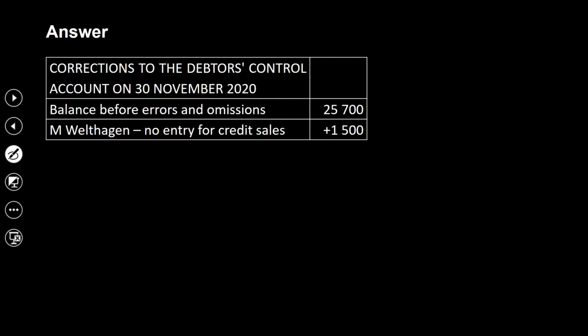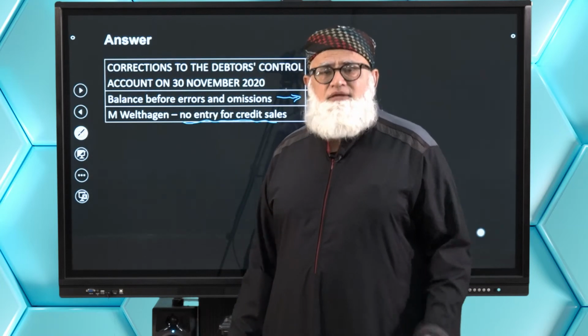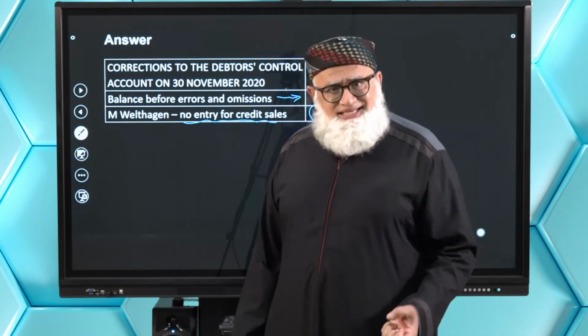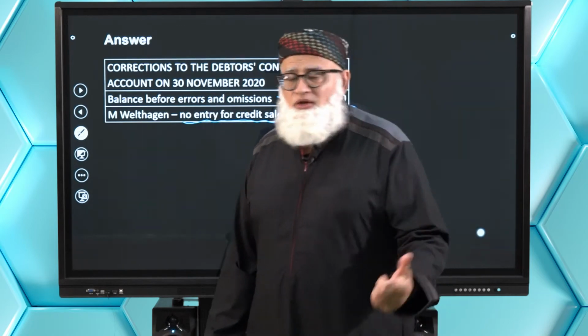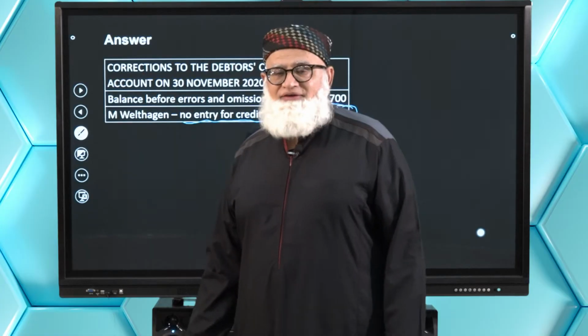Here we go. Here's my balance before errors and omissions, 25,700. I now say M. Veldhagen, no entry for the credit sales, add the amount of 1,500 to my control account. Why? Because obviously this transaction was omitted completely. The double entry would be debit debtors control, credit sales. By debiting your debtors control, it's an asset account, you're increasing it in value, therefore debited, there's your debit increase of 1,500.